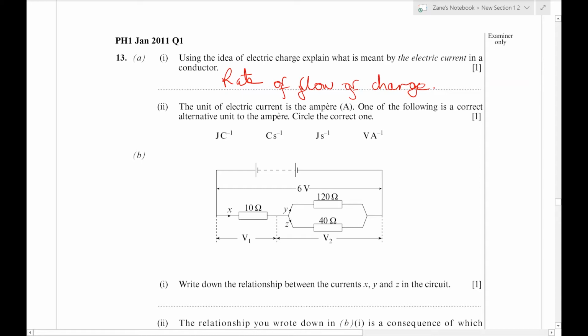and hence for the second question, where it asks us to identify which of the following is a correct alternative unit to the ampere, the correct answer is the coulomb per second, the unit of charge per second. For interest, the joule per coulomb is the volt, the joule per second is a watt, and the volt per amp is an ohm.